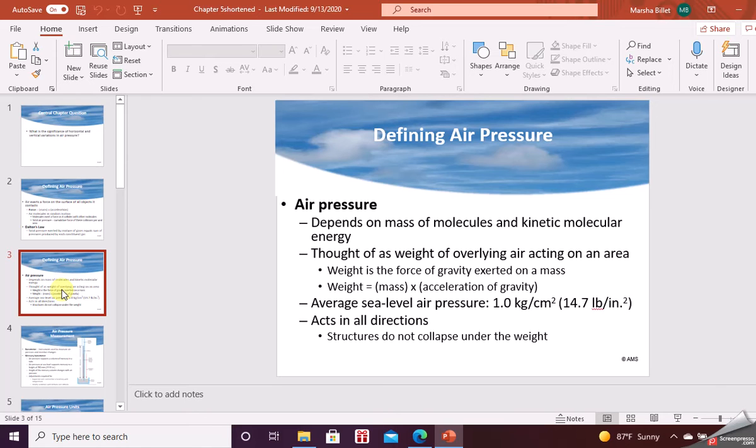All right, how the heck do you stand up with that much weight on you? Well, guess what? Your body has air in it. Structures have air in them. So they exert exactly the same pressure upwards as is coming down. That is why nothing collapses under the weight of the atmosphere.